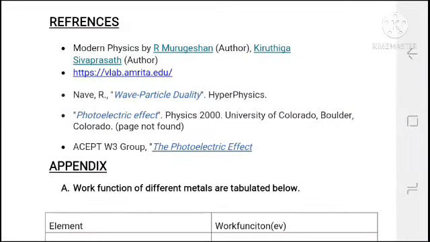References. I use the different references material to understand and complete this experiment. I use the Modern Physics by R. Morrison to understand the theory of the experiment. And I use the virtual lab of Amrita Education to collect all the data and observations. And also we use the different material like internet, YouTube, and other books also.